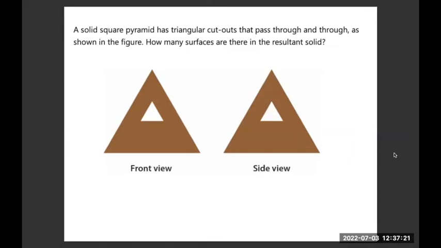What it means is that you will have to find how many surfaces there will be in the cutout as well. And it's a cutout. How is it made? If you read the question, the cutout is made by passing a triangular cutout through that pyramid from both the axes, the x and the y axis.